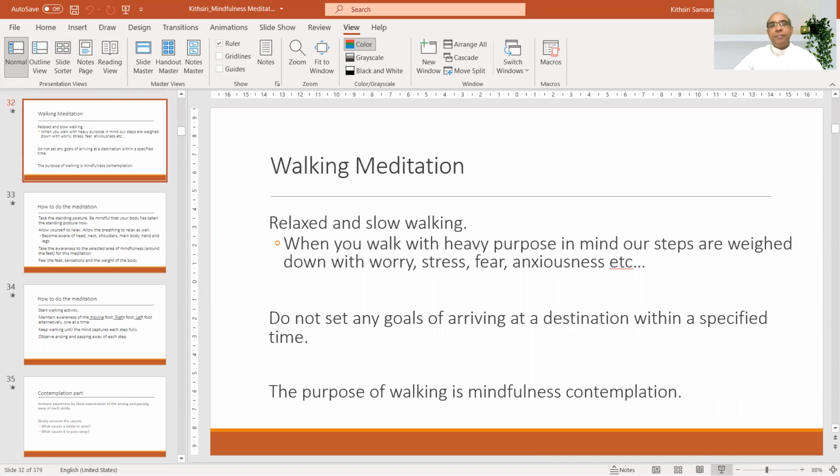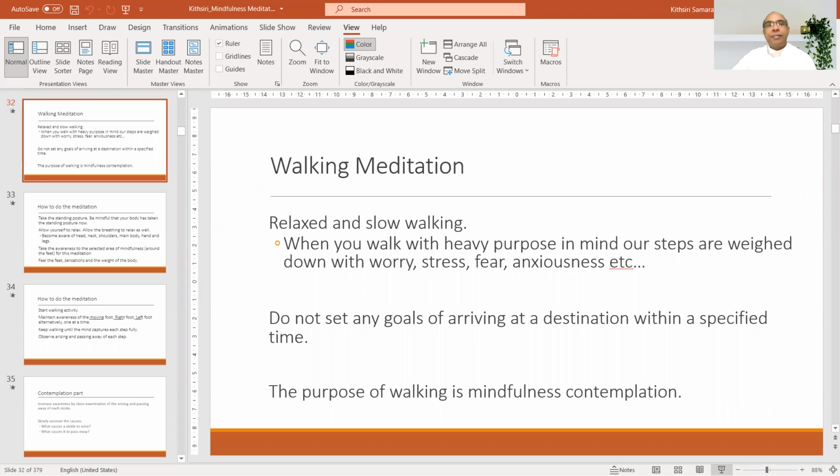So by that time, you will be clearly observing a rising of the step and passing away of that step. So when the right foot is moving, you will know that it started, that is arising. Then at the end, you will know it is over now. That is called passing away. So rising and the passing away of every step will be clearly known to the mind by that time.